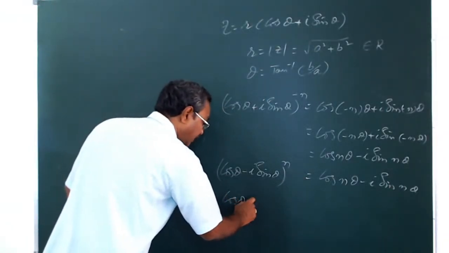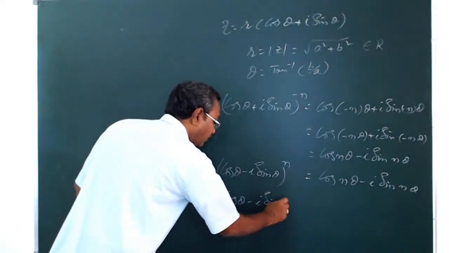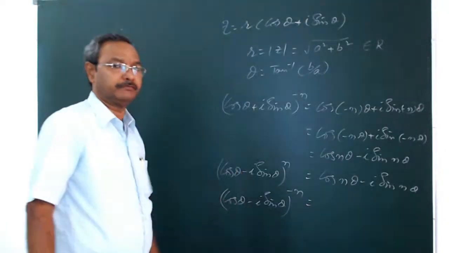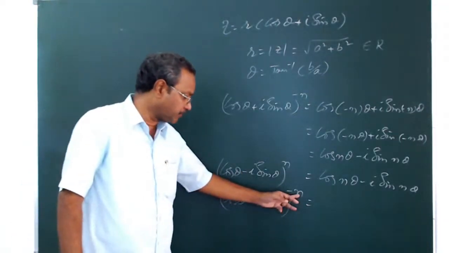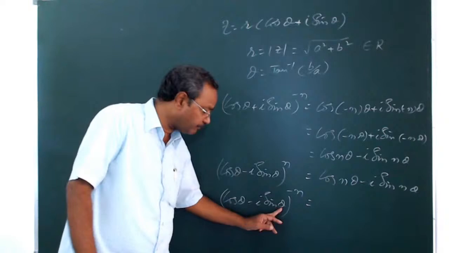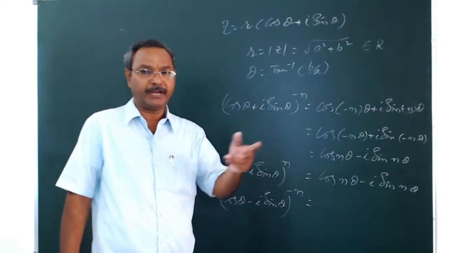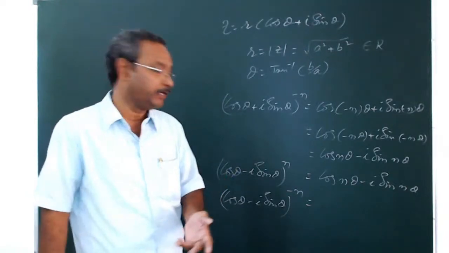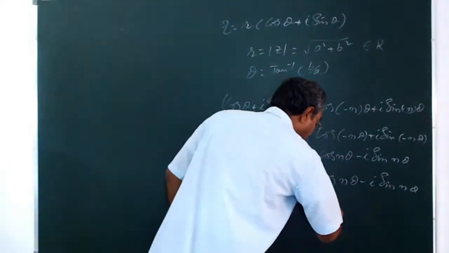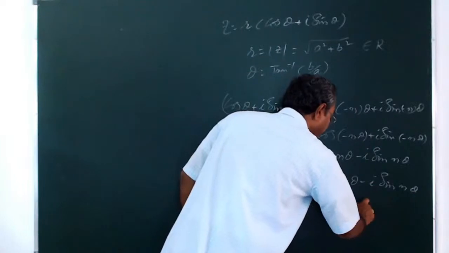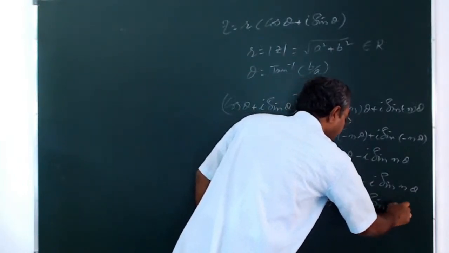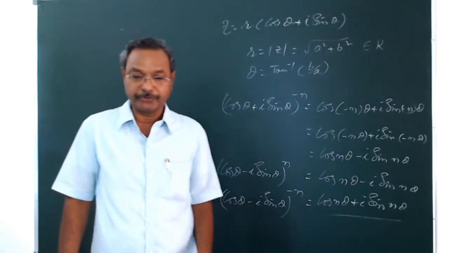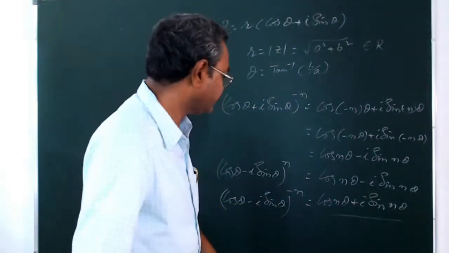And (cos theta minus i sin theta) whole to the power of minus n, what happens to this one? Here you have a negative sign for this theta, so that when you are multiplying minus n into minus theta, it automatically becomes n theta. So this becomes cos n theta plus i sin n theta. So these are some of the results we have to remember.